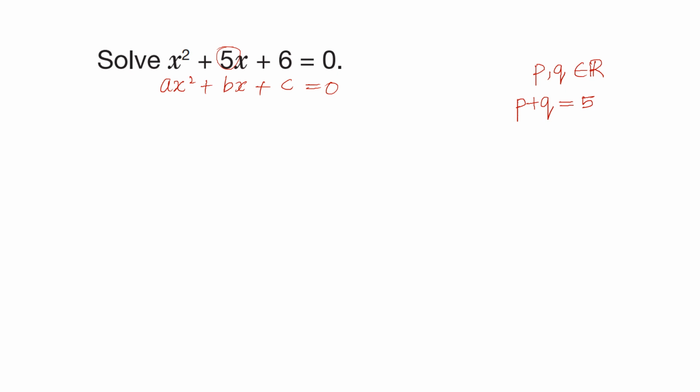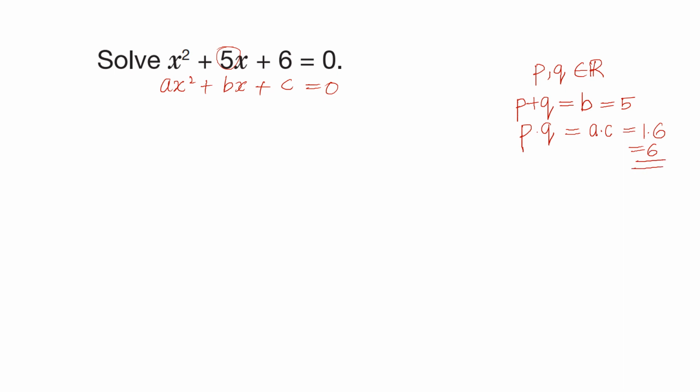Generally, this is b, so here b is equal to 5. The next thing is that the product of these two numbers, p times q, should give a times c, that is the product of the coefficient of x square and the constant number. Since the coefficient of x square is 1, we have 1 times c, which is 6.